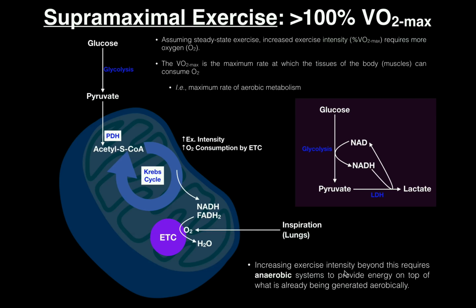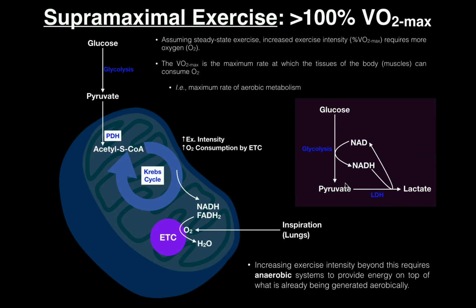So if you increase exercise intensity beyond 100% VO2 max, so 110, 120% of VO2 max, you require anaerobic systems to provide energy on top of what you're already producing from a maxed out aerobic system like this one over here. Okay? And the anaerobic system is going to involve lactate production. So in the anaerobic system, we're going to have glucose still being converted to pyruvate through glycolysis. And there's still going to be this pyruvate that's going into the mitochondria, but then there's going to be extra pyruvate that's going to be converted into lactate or lactic acid. This is through the enzyme lactate dehydrogenase.